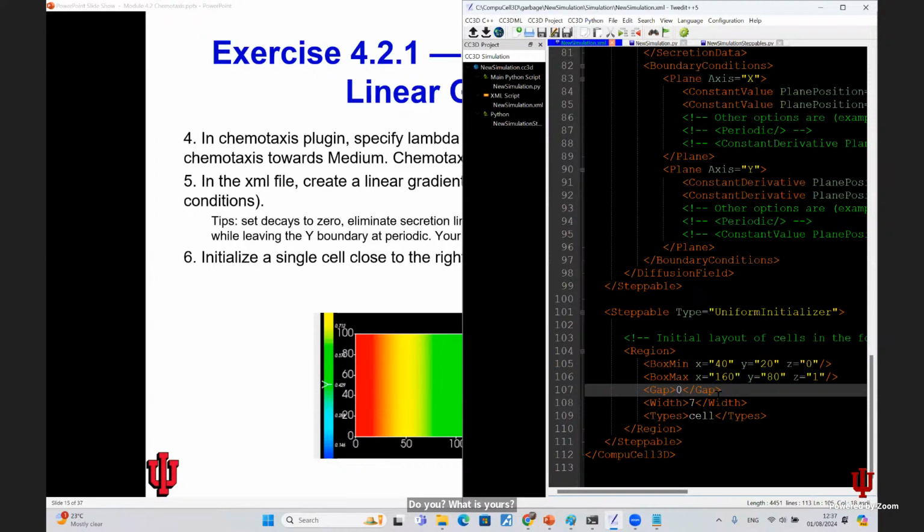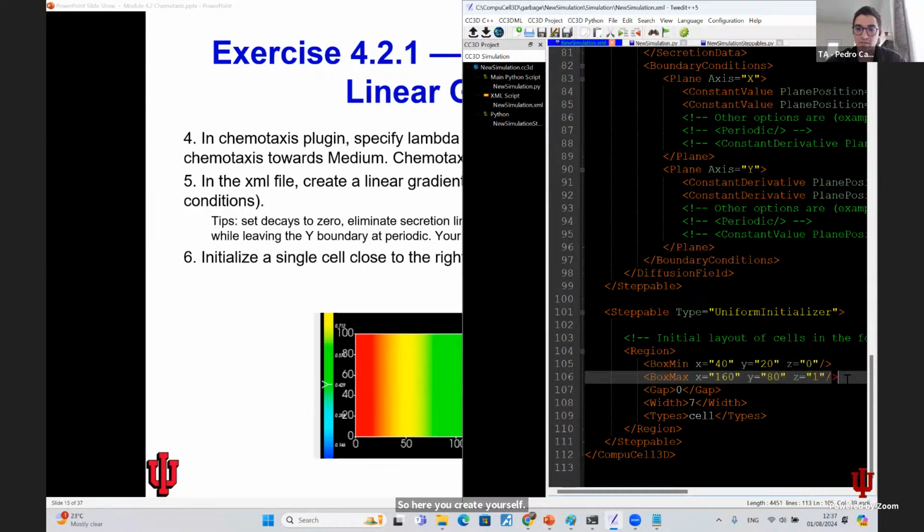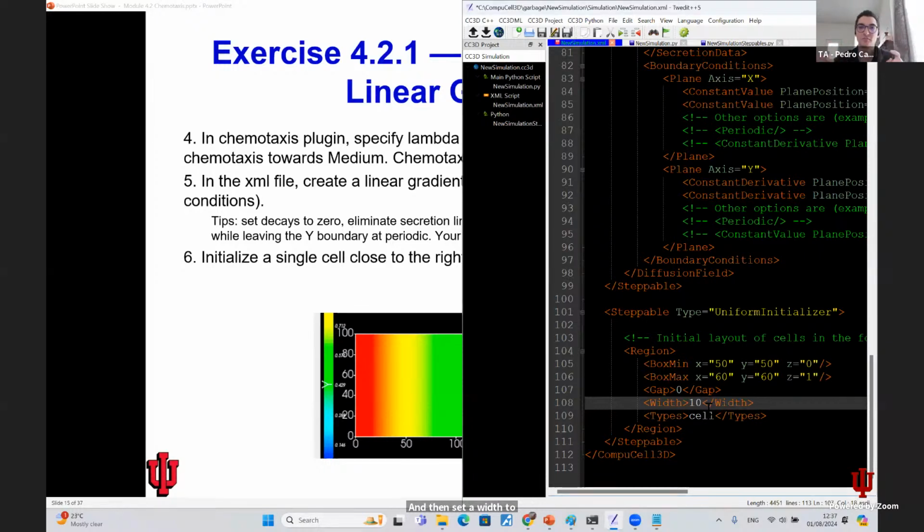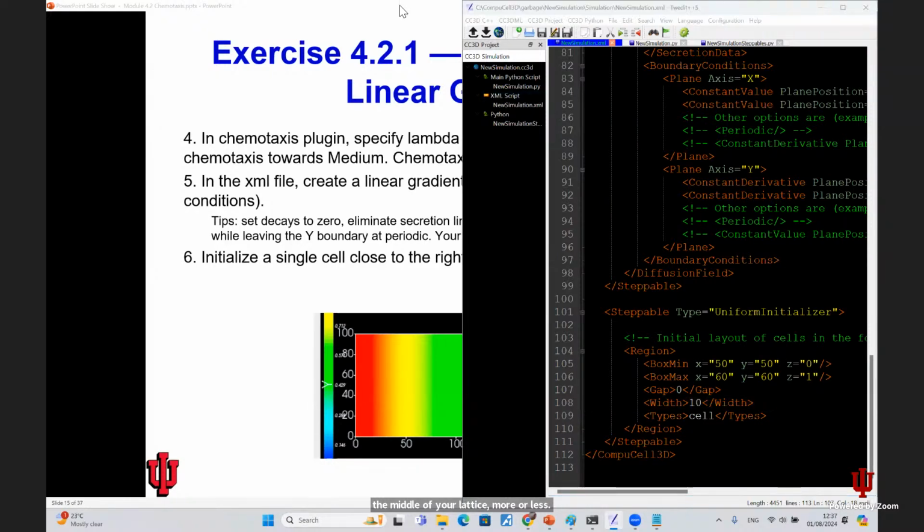Uniform. Okay, so here you create your cell. So this is the box min and box max is a square, and you set the minimum vertex of the box and the maximum vertex of the box in X and Y coordinates. So if you do, for example, 50 to 60 and 50 to 60 in both, and then set a width to 10, effectively what you are doing is creating one cell in the middle of your box, in the middle of your lattice, more or less. Okay. All right.